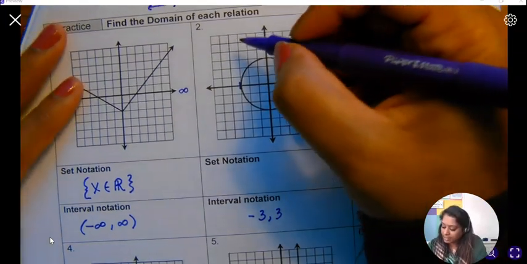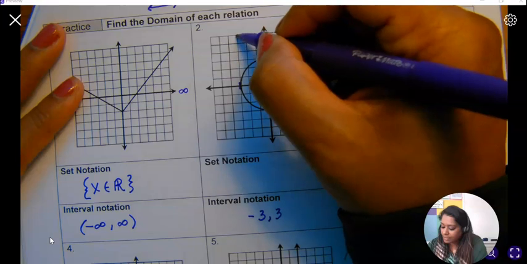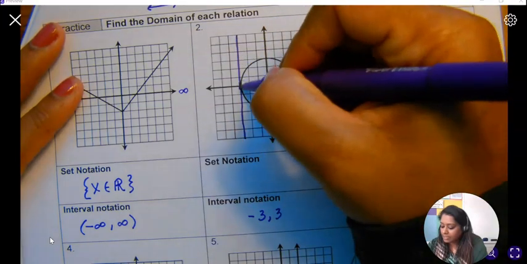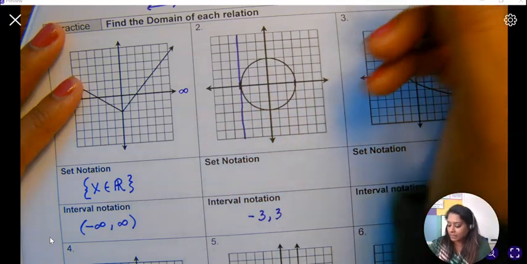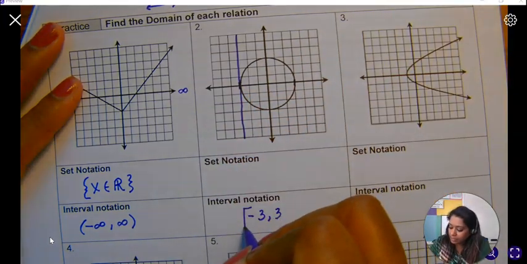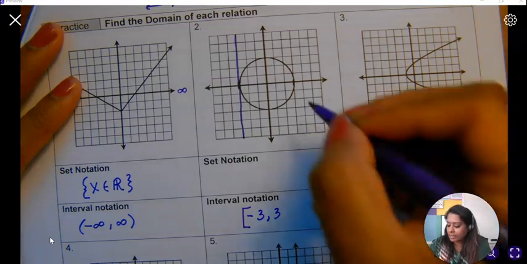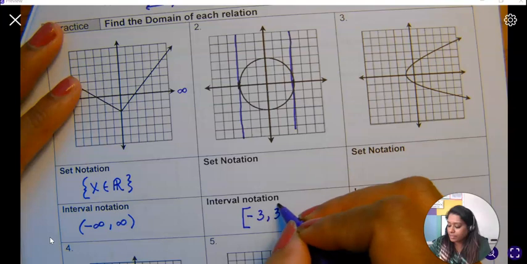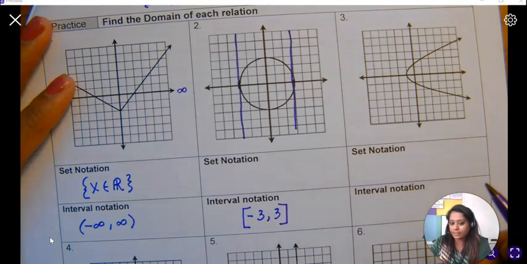Now, x equals negative 3 is technically this whole line right here. So since it's touching that at x equals negative 3, you put a closed bracket, and then it's touching it here at positive 3, and so you put a closed bracket as well.